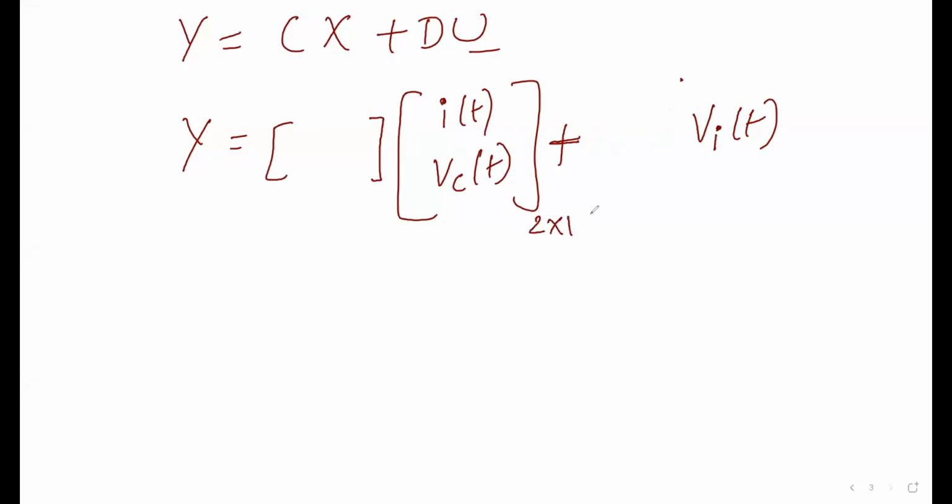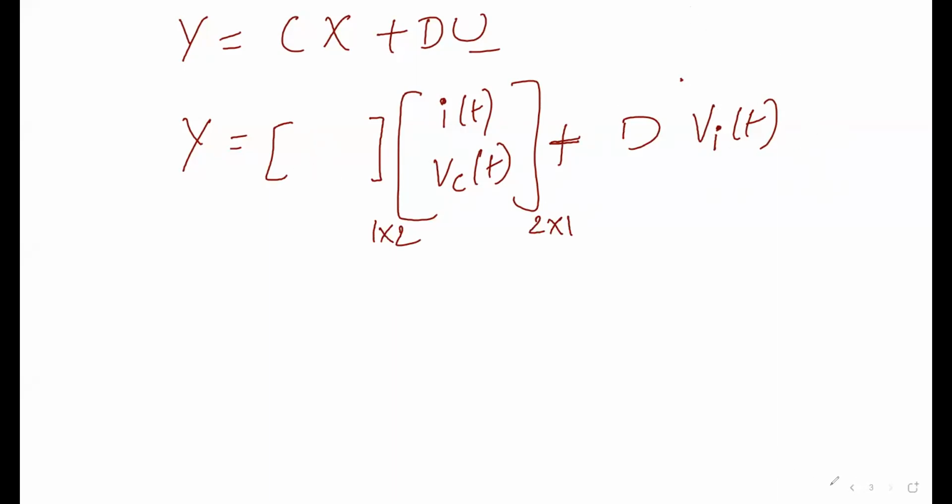So this is 2 by 1. Okay. This must be 1 by 2. So the D matrix, we will see that later, right?